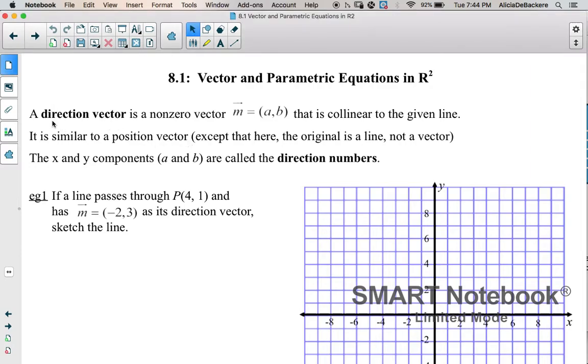So in this lesson, we're going to define a direction vector. Every line has a direction vector, and it's a non-zero vector. We're going to call it M, similarly how we called slope M in grade 9. The M vector, the direction vector, is A comma B, and it's going to be collinear to the given line. So remember that word collinear means parallel.